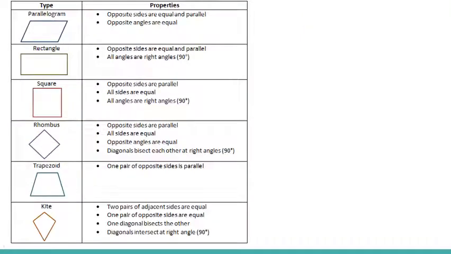All right, just a reminder here that knowing the properties of all our quadrilaterals is going to become hugely important for us. So make sure you know all the qualities of these shapes. I just wanted to remind you of that here.